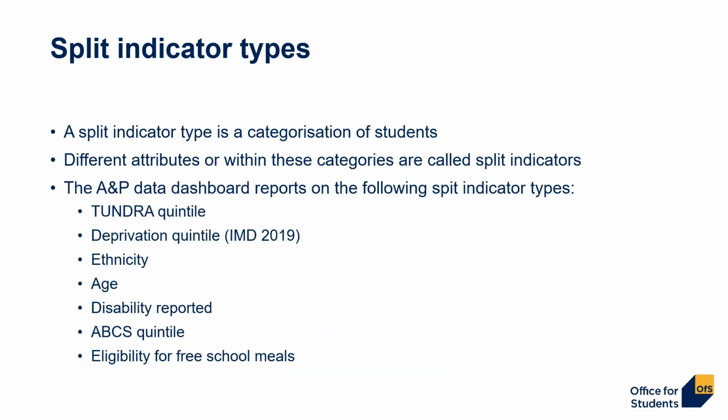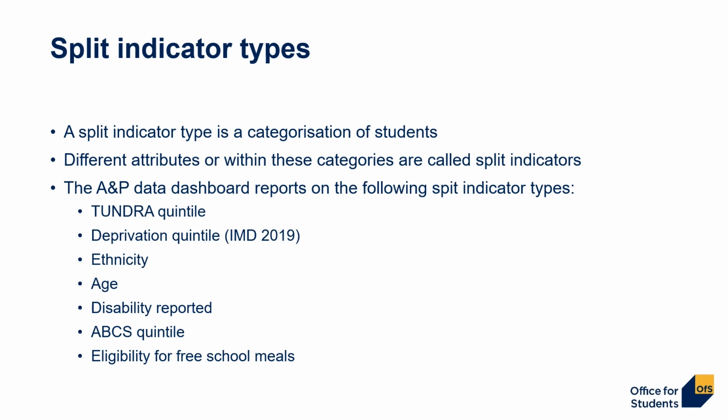A split indicator type is a categorization of students. The different categories or attributes within a categorization are called split indicators. For example, ethnicity is a split indicator type and white is a split indicator for that type.